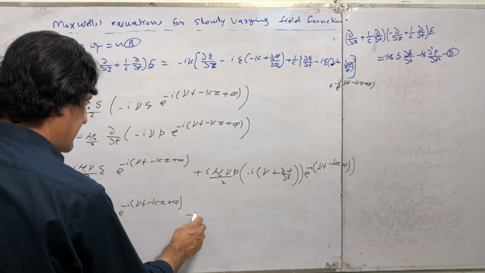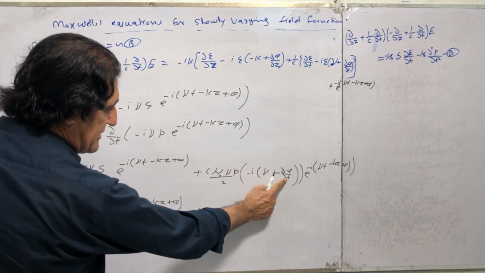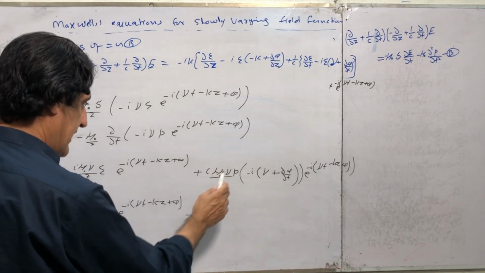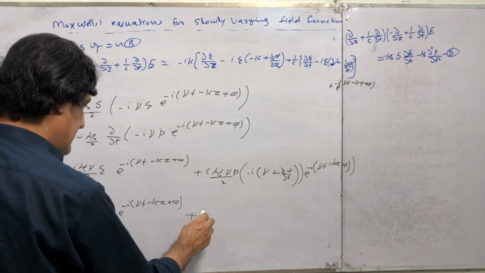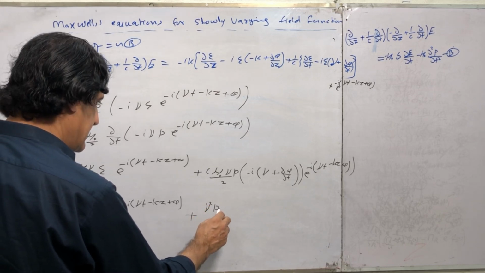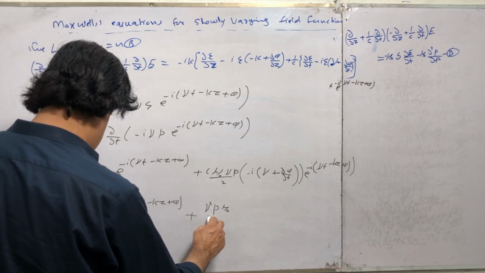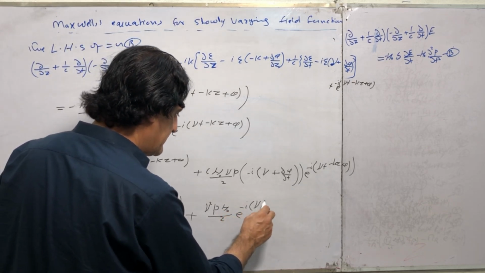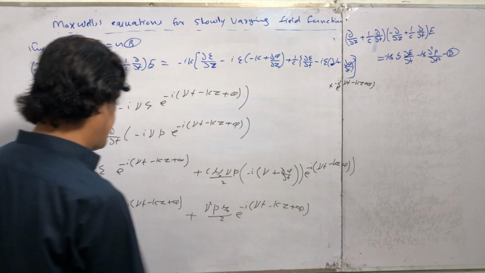And from here, if you apply the approximation, then this term will be equal to 0, and then you have this iota square minus, then this is plus nu square, this is p, and mu naught divided by 2 and e to the power minus iota nu t minus kz plus phi.